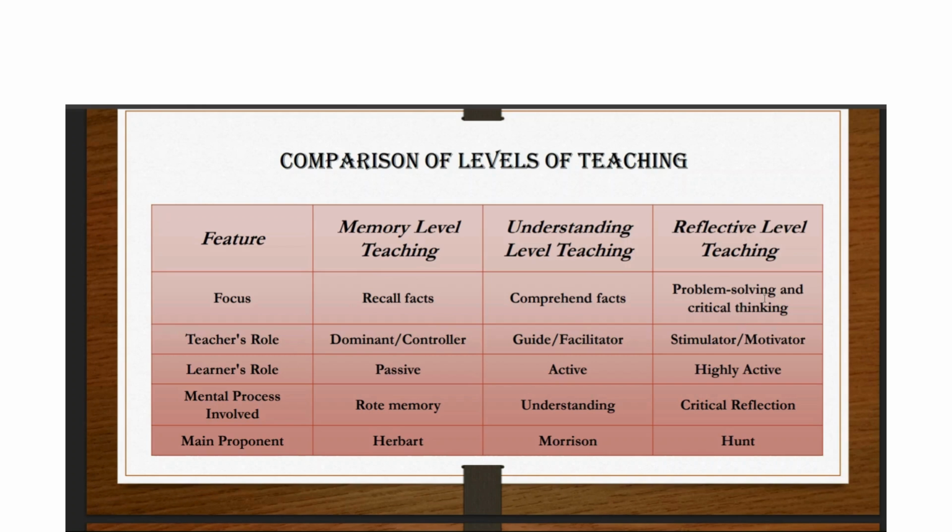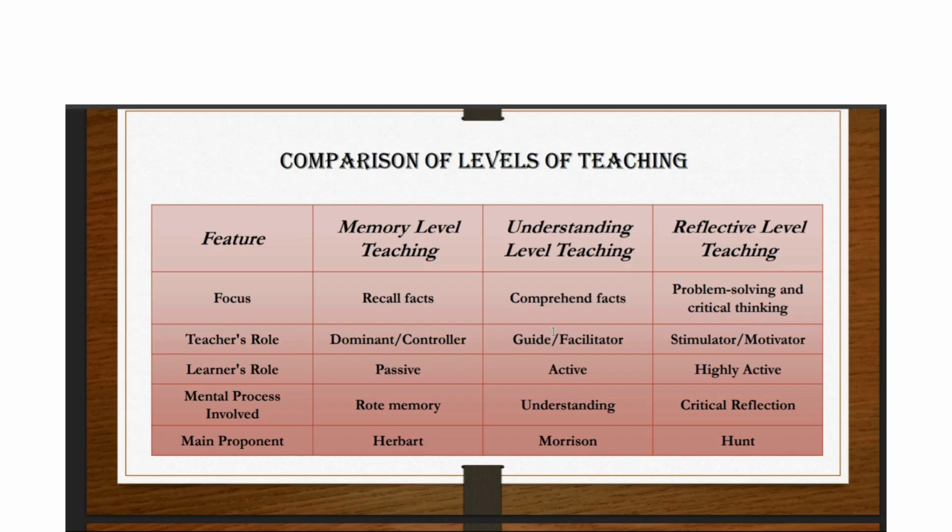What is critical thinking? It means we have to apply the knowledge we have learned to fix real world problems. That is called critical thinking and problem solving. So in memory level, the teacher's role is dominant. This is teacher centric. Why? Kids need it compulsorily; the teacher has to impart the rhymes to the kindergarten students. So the teacher's role is dominant and also controller.